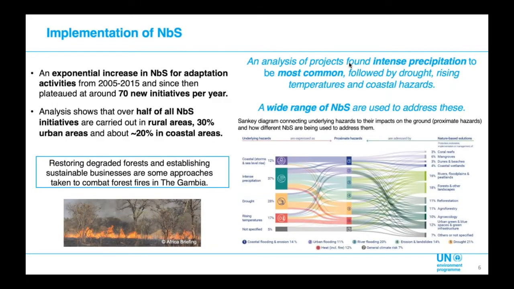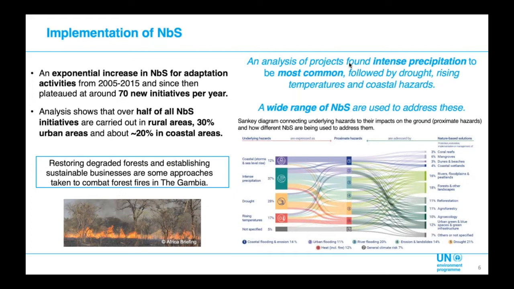Then moving on to implementation of NBS. Here I want to highlight a very comprehensive study. This was led by Henry Neufeld. He analyzed projects from various large donor databases and found that there were lots of projects that addressed underlying hazards, and intense precipitation was the most common one. This was followed by drought, rising temperature, and coastal hazards.